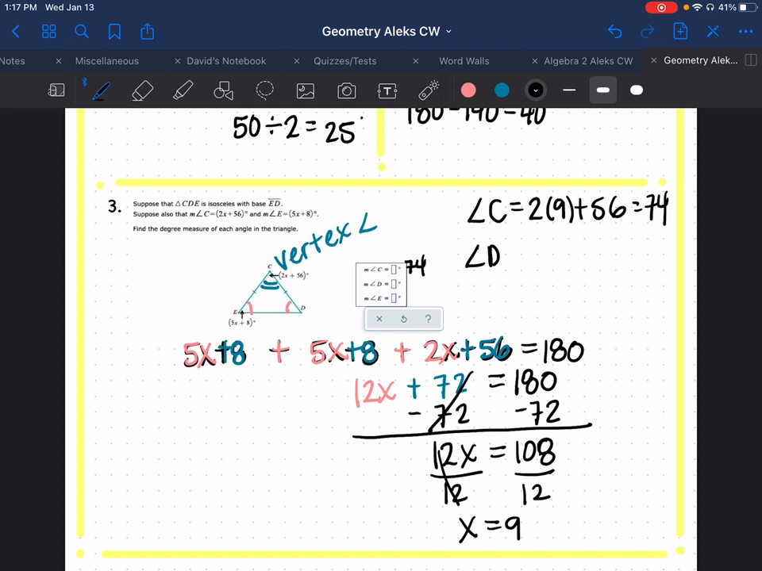For angle D and E, because they're the same, I'm going to do 5 times 9 plus 8. 5 times 9 plus 8, 53. And I'm going to put that for both of them because they should be the same. Okay, I'm just going to check something really quick. Yeah, I'm good.